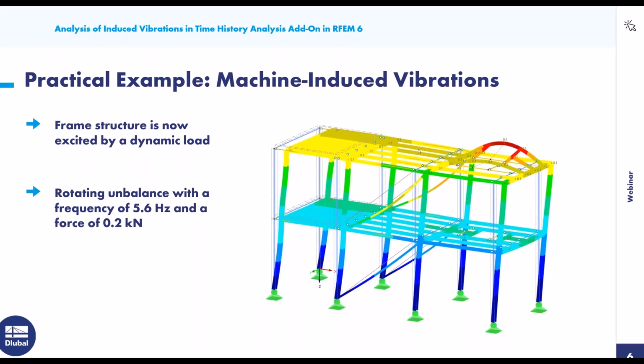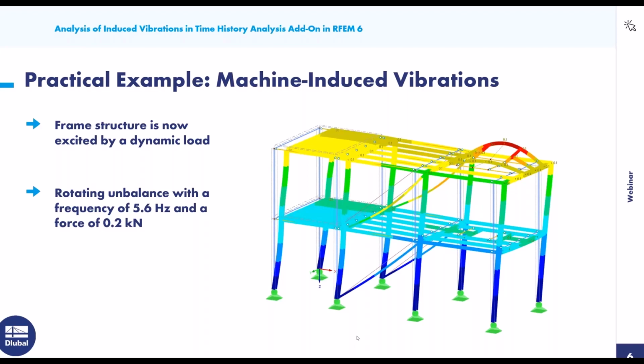It's a machine-induced vibration. So just as an introduction, that's a normal steel frame structure with the concrete surfaces on this side. And we have, of course, a machine which induces a vibration on the structure with a rotating unbalance of 0.2 kilonewtons and a frequency of 5.6 hertz. And then we want to see what happens to the structure when we apply this load with the frequency on the structure.